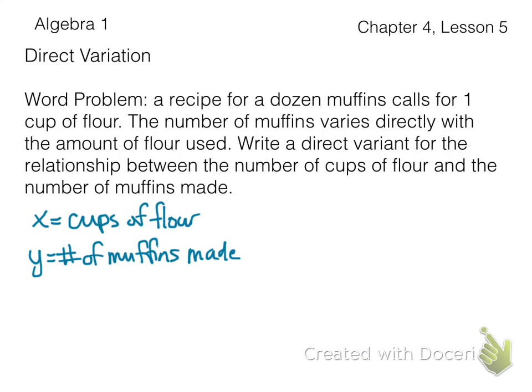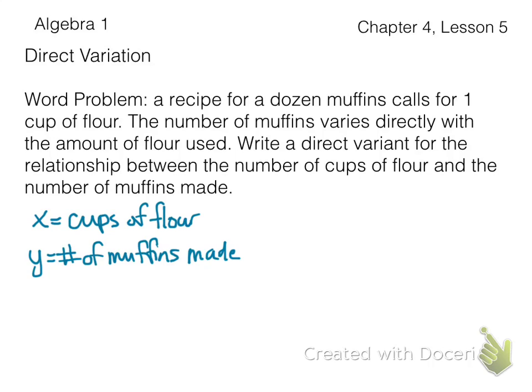All right, word problem. A recipe for a dozen muffins calls for 1 cup of flour. The number of muffins varies directly with the amount of flour used. Write a direct variation for the relationship between the number of cups of flour and the number of muffins made. So if x is the cups of flour used, that is our independent variable. The number of cups of flour used in our muffin mix is going to determine the number of muffins we make. Therefore, y is the dependent variable.